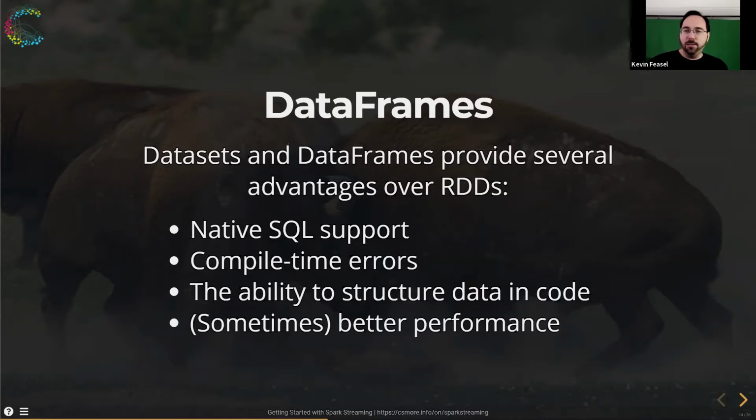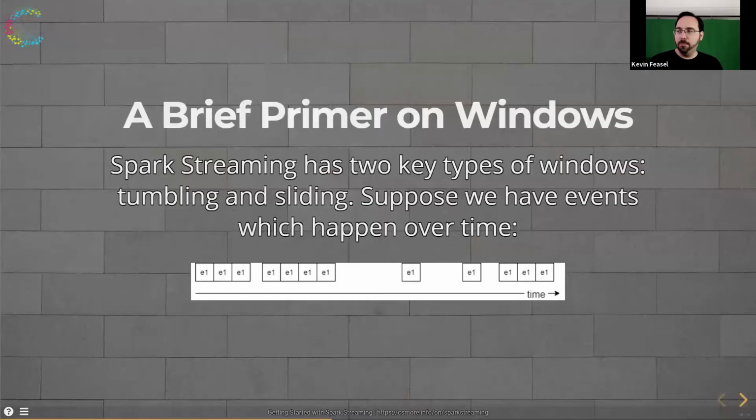Now, data sets and data frames are not, strictly speaking, streaming concepts. They're just Spark concepts. But the application of these data frames in Spark streaming gets us to the idea of structured streaming. And that's something that I want to explore in our examples that are coming up. Before I can get to that example, we do have to do a brief primer on the concept of windows. Spark streaming implements two specific types of window, a tumbling window and a sliding window.